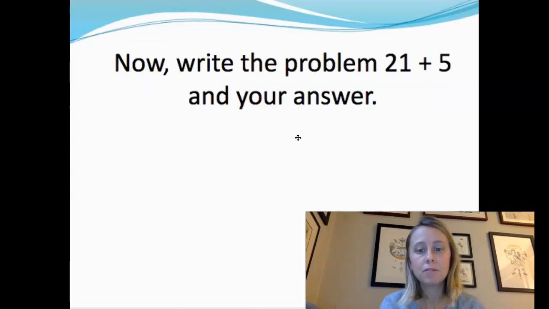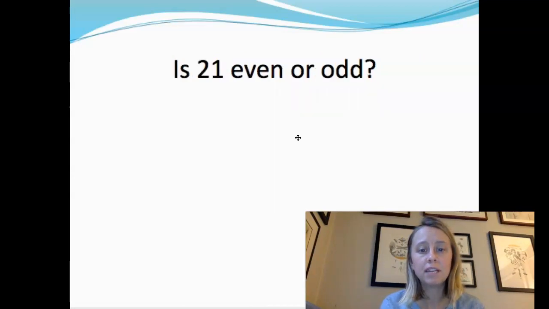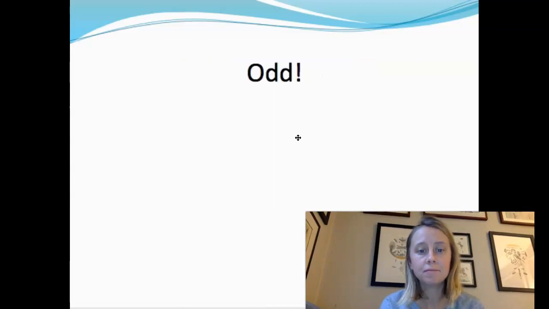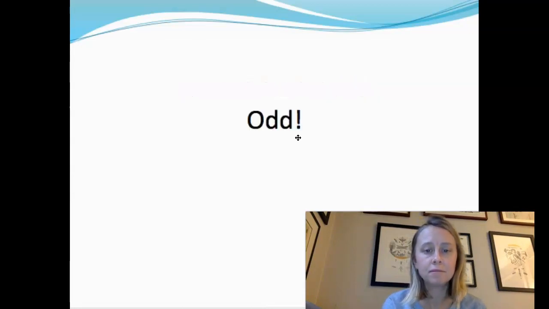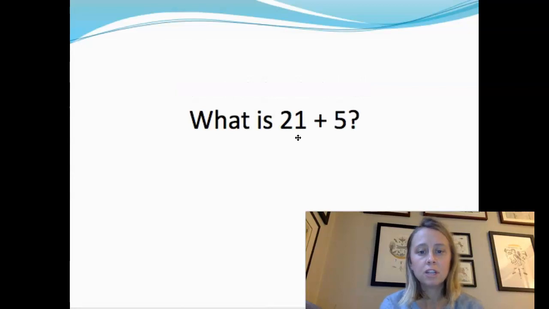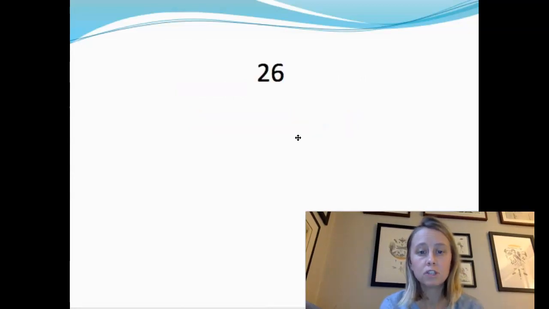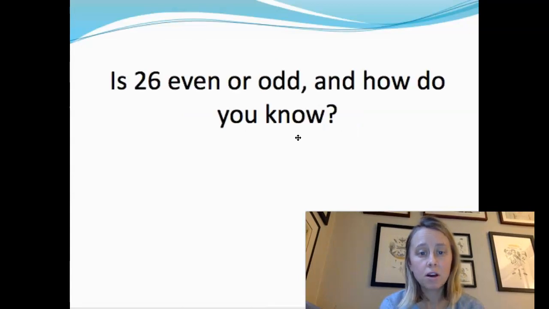Now last one, we're going to write the problem 21 plus 5. 21, even or odd? Odd. 5, even or odd? Odd. 21 plus 5 is 26. So 26, is that even or odd?